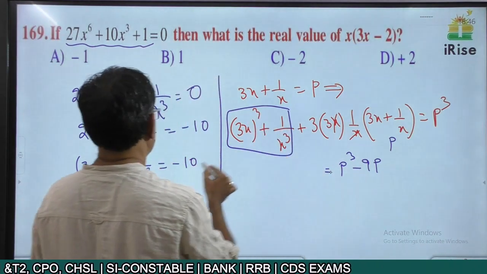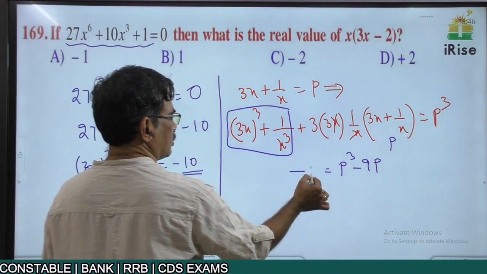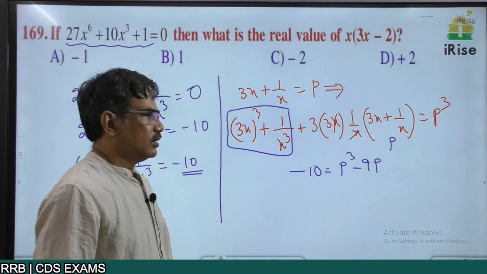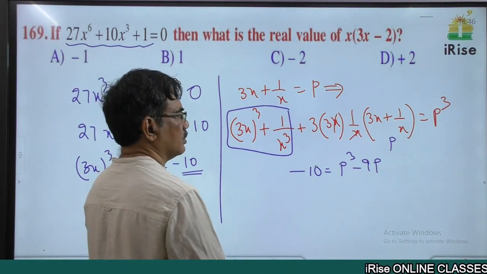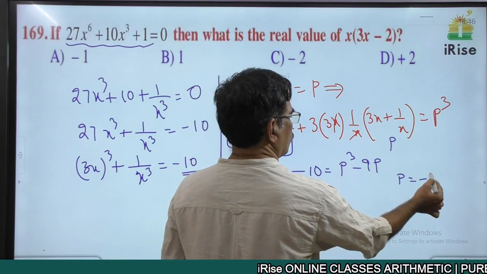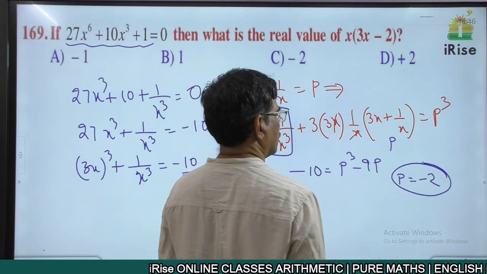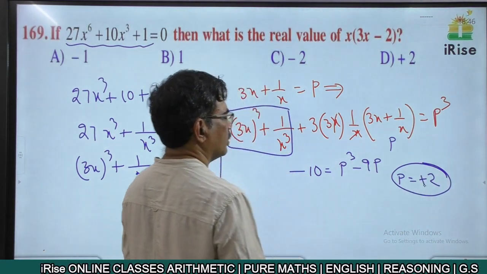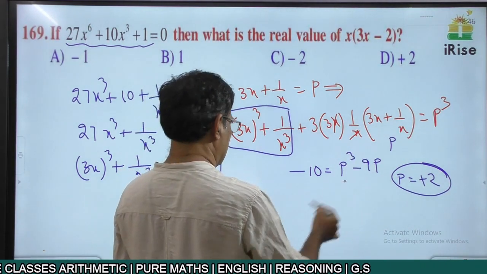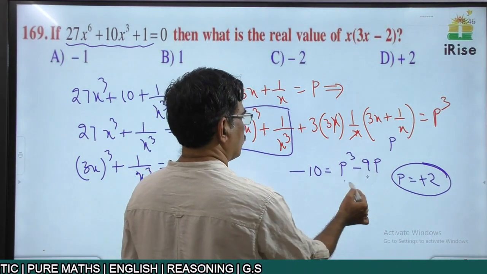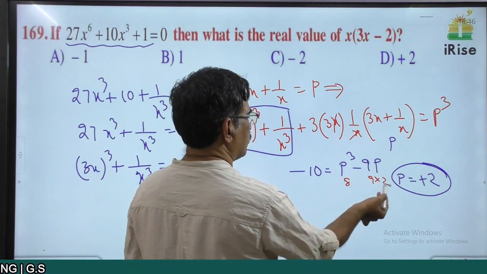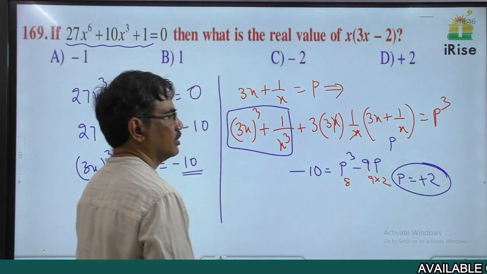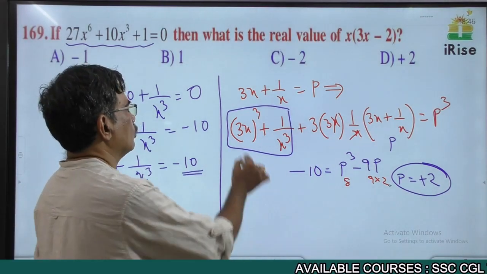But what is this value? This value is already minus 10. So this is equal to minus 10. For what value of p is this equal to minus 10? So put p is equal to minus 2. What we get? Sorry, plus 2. If p is equal to 2, 2 cube is equal to 8, and 9 into 2 is 18. 8 minus 18 is minus 10, satisfied. So therefore p is equal to 2.